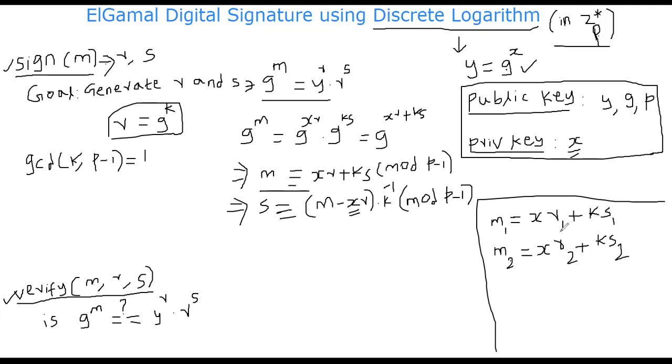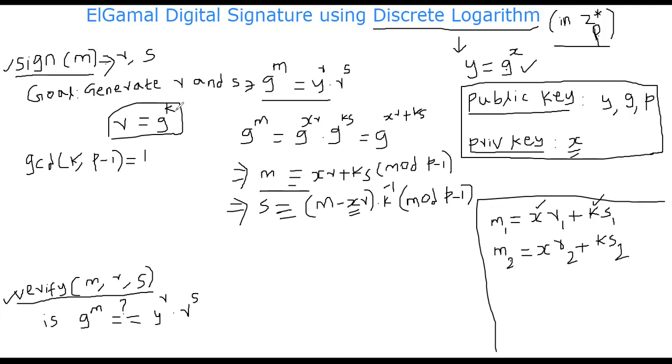So how many unknown variables do you have? You have only x and k as unknown. The rest are all known. So you have two equations with two unknown variables. You know how to solve that from basic algebra. You can just subtract, use the multiplicative inverse, and so on. You will be able to easily find x from these two equations.